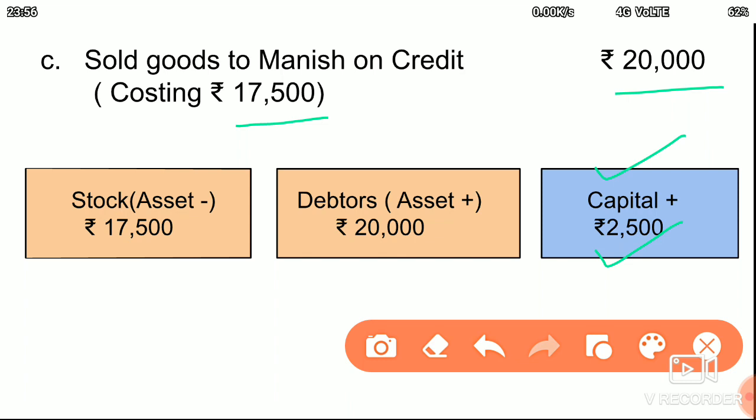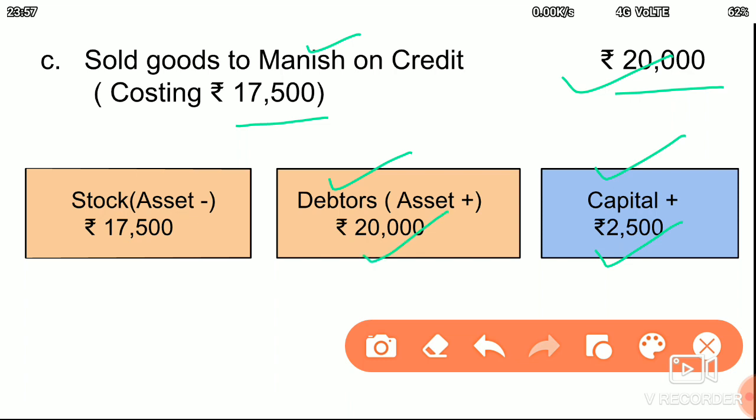Now here the other two accounts, Manish: the goods were sold to Manish. Now Manish has not paid the money to the business. So Manish becomes a debtor for the business and this account will get affected. Manish is a debtor and it is an asset for the business. So the asset will increase in the form of debtors. And since Manish has to pay 20,000 to the business, the debtors will increase by 20,000 rupees.